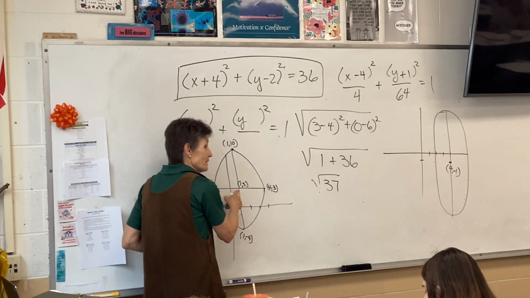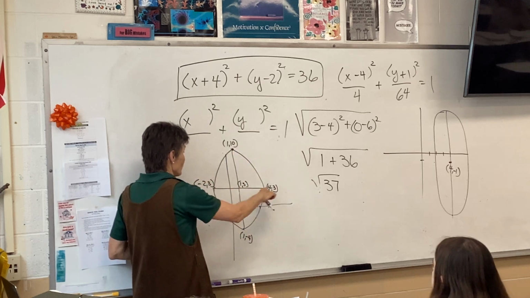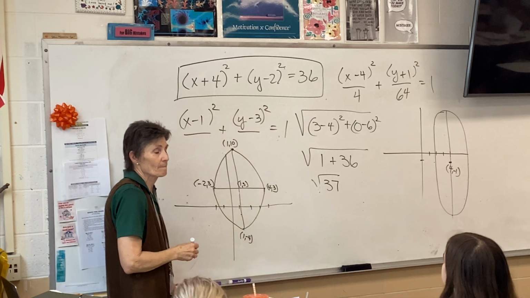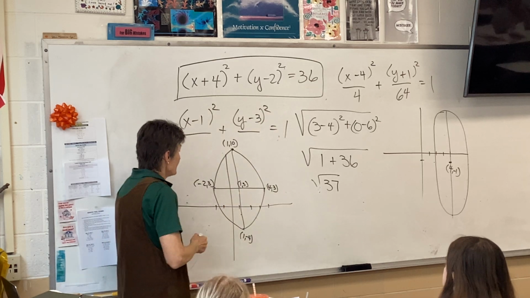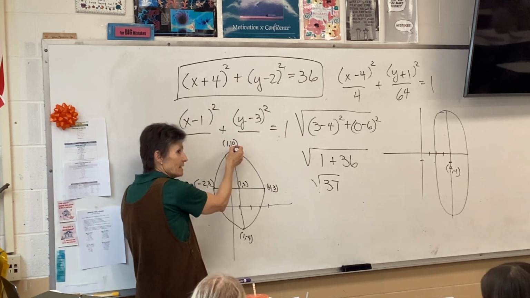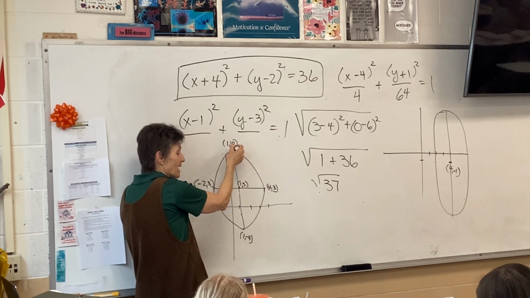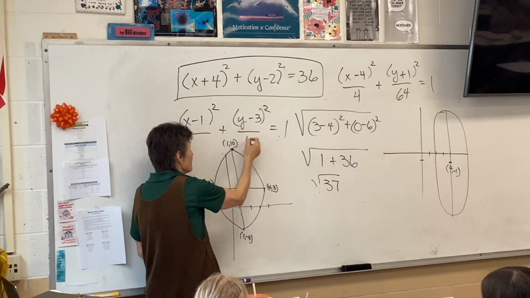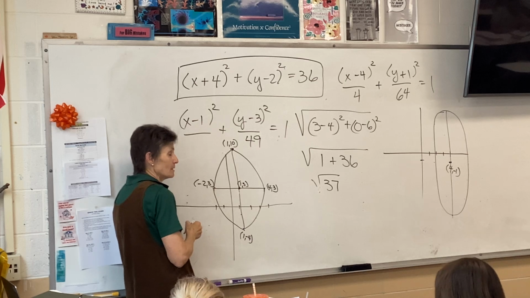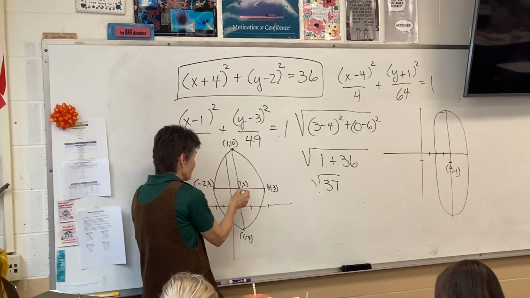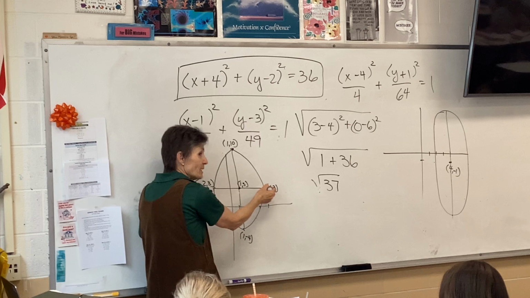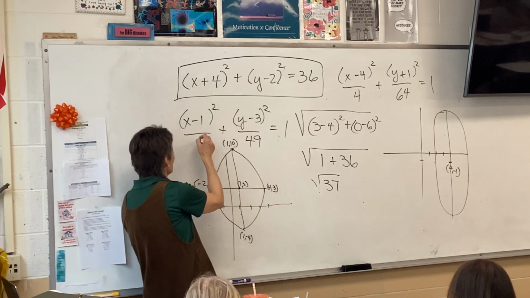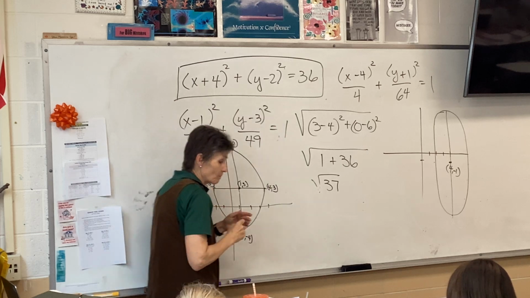So, that's 1, 3. Now, up and down, I went from 3 to 10. 3 to 10, how far is that? 7. So if I went up and down 7, then under y must be 49. And if I went from 1 to 4, sideways 1 to 4, that is 3. That means under here is 9. There's your equation.